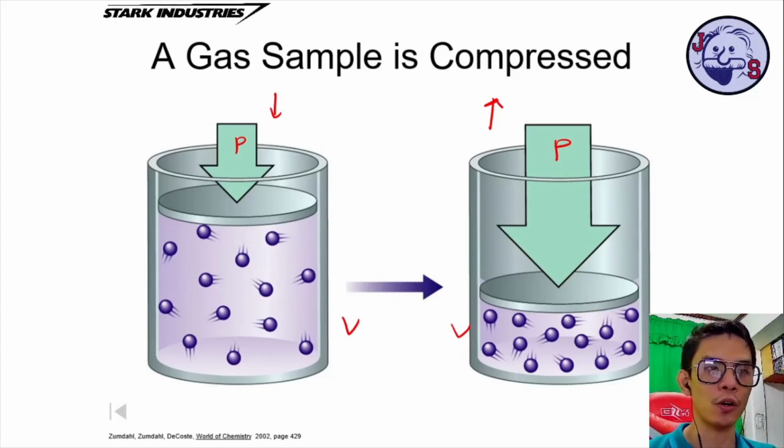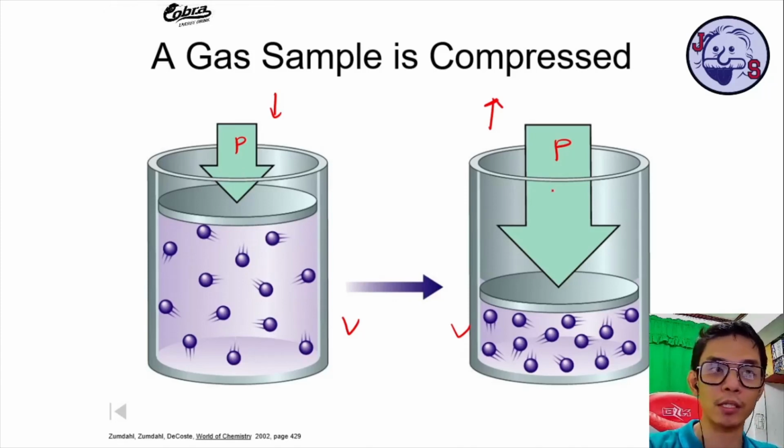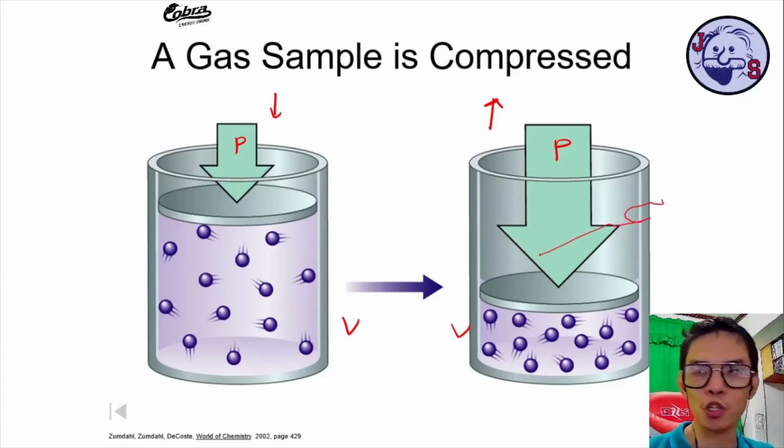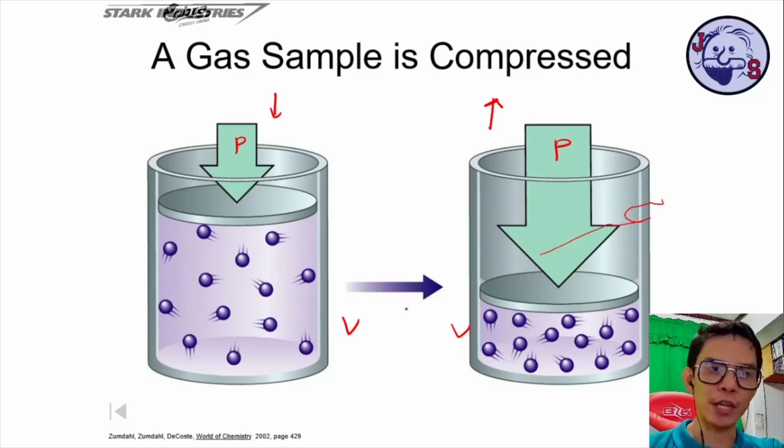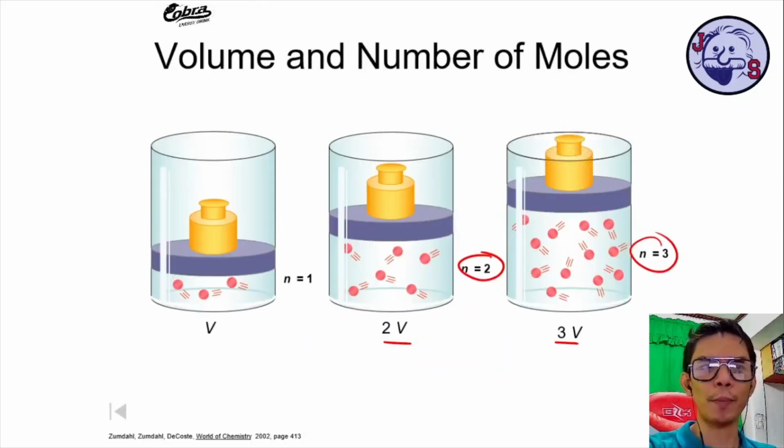The relationship is, as the pressure decreases, the volume increases. As the pressure increases, the volume decreases. So this is an inverse proportion. Pressure and volume are inversely proportional to each other. So those are the two properties that you have there, and that is all about the properties.